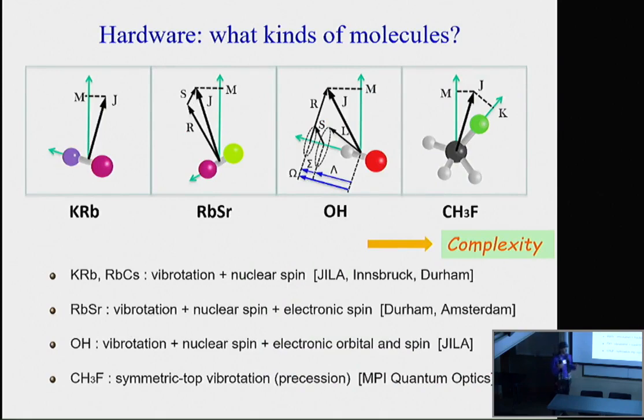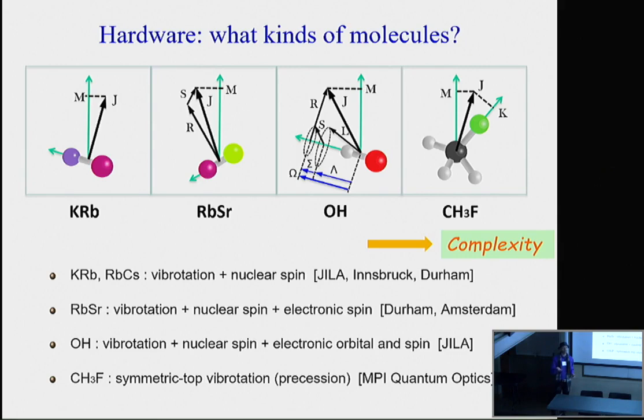Okay, so what is the hardware of these quantum simulators? The hardware of the quantum simulators is a lot of what's been talked about in this meeting, right? It's, for example, the internal structure of these molecules. And you can go through different kinds of molecules from singlet sigma to doublet sigma to, for example, neutral OH to things like methyl fluoride, you know, and symmetric top molecules. And you'll find that you get more and more internal degrees of freedom.